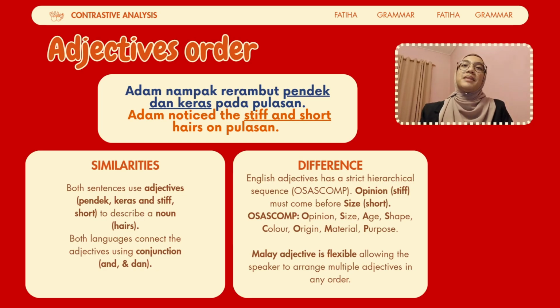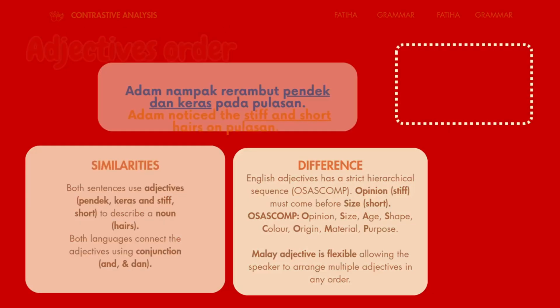Now let's look at Malay grammar, because we can see that Malay is entirely flexible about adjective order. Malay grammar does not possess a rigid structural sequencing rule like OSASCOMP for its adjectives. In the source text, the author wrote pendek dan keras, putting size before opinion. But a Malay speaker could just as easily flip the phrase to say keras dan pendek. It would still remain perfectly grammatical, natural, and correct. So there is no awkwardness in shifting the sequence. It doesn't matter if we say pendek dan keras or keras dan pendek. They are both correct. So in short, this is the example.